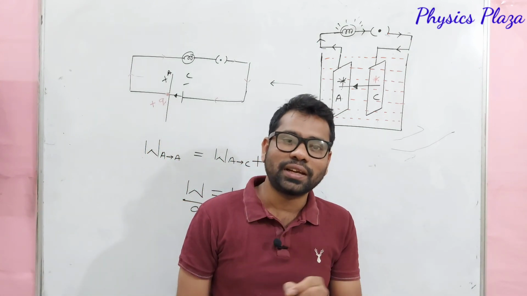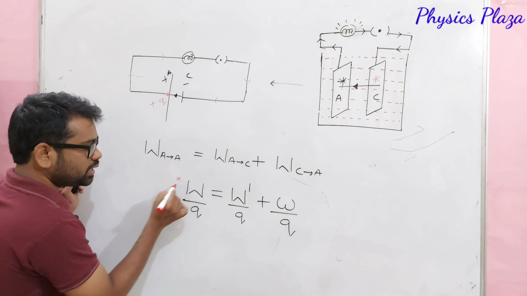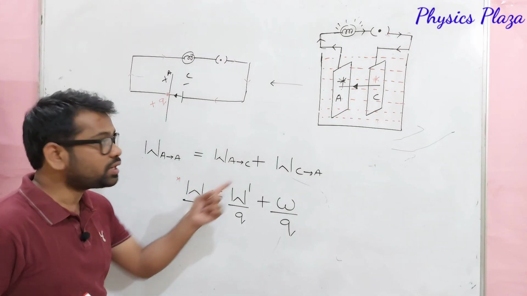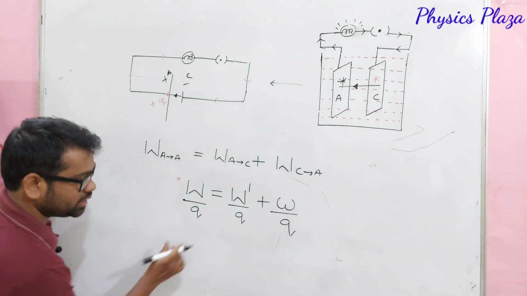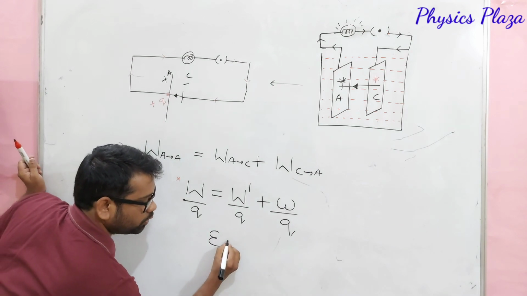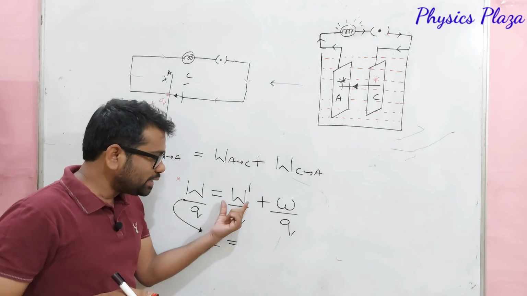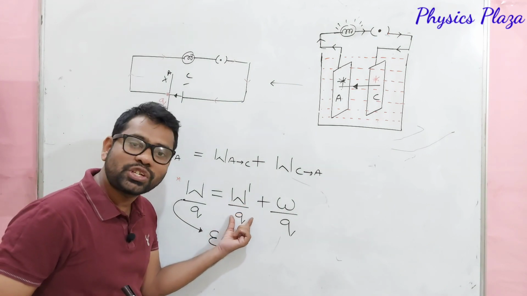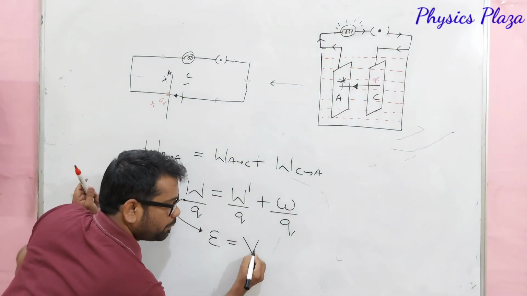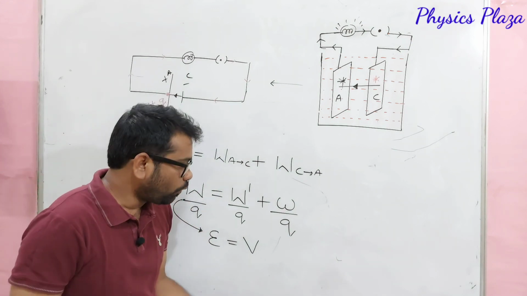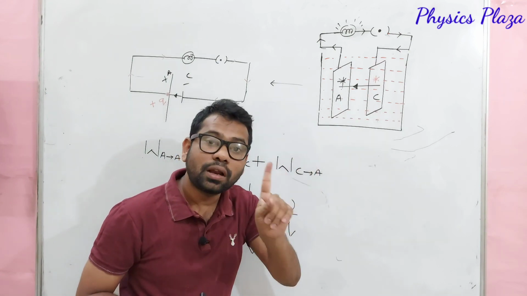But what is the difference, dear children? The difference is that the amounts of work done are different. In the first case, the amount of work done to move the charge in the entire circuit is called EMF. Let us represent it with epsilon. Children, this amount of work done to move a charge in the entire circuit is called EMF. Then what is this, dear children? The amount of work done to move the charge in the external circuit is called terminal voltage. Then what is this here? The amount of work done to move the charge within the cell is called potential drop.